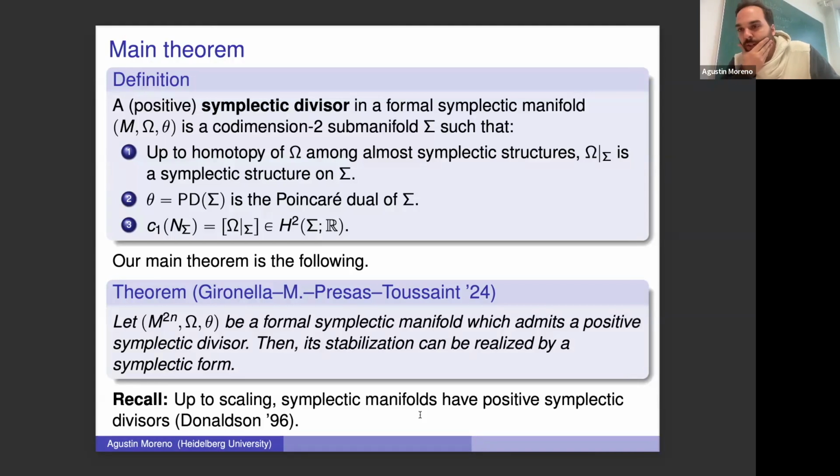So the goal of my talk today will be to explain what goes into the proof of this theorem, at least to give the main ideas and the techniques that we use. Okay, but any questions on the statement? Okay, so then I'll move on.